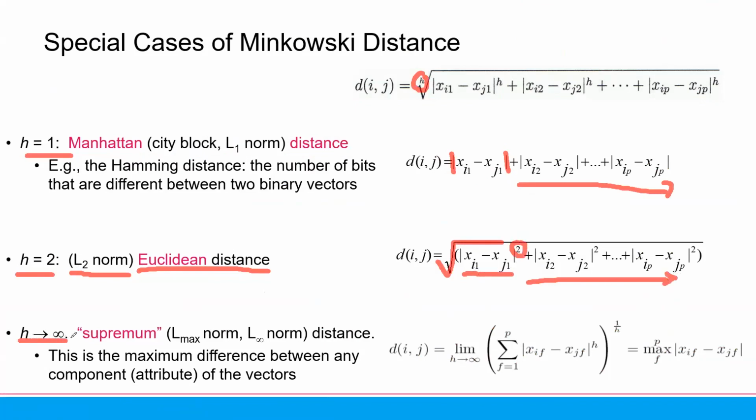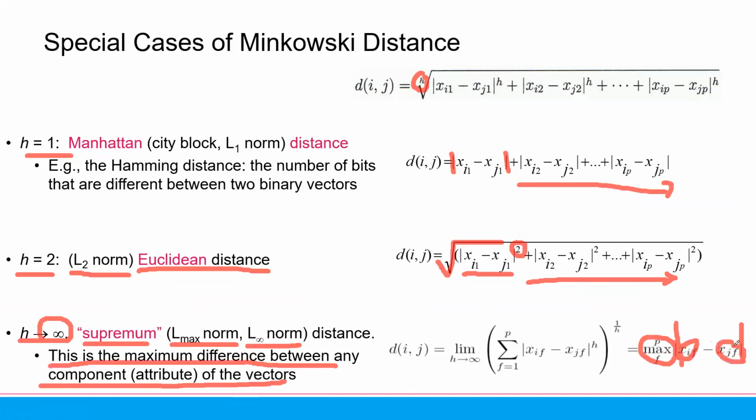We can have h as the infinite. When it is infinite, we call it supremum, or we call this L max norm, or L infinite norm. This is the maximum difference between any component or attribute of the vectors. So we want to find the maximum after we do the absolute between the object I and the object J.